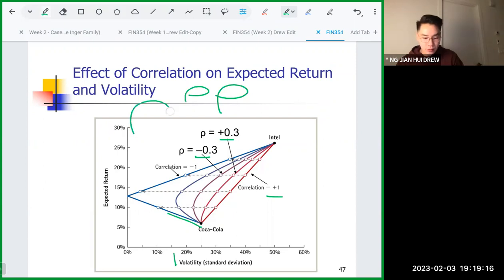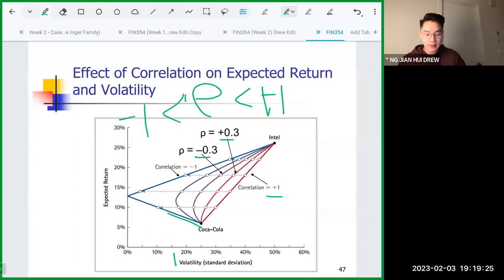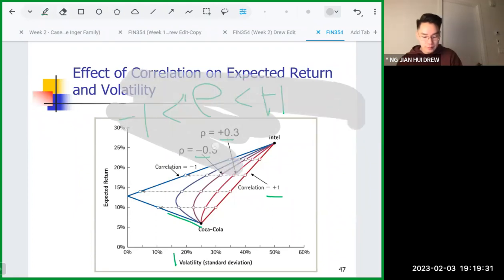So this is a rho, it means correlation. Okay. So remember, correlation or rho is between plus one and negative one. So correlation cannot be two or three or four or five, okay? It's only between plus one and negative one. All right.